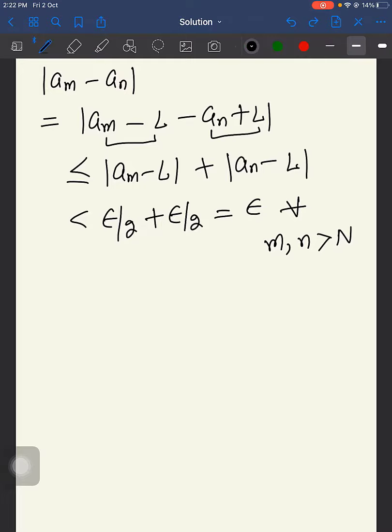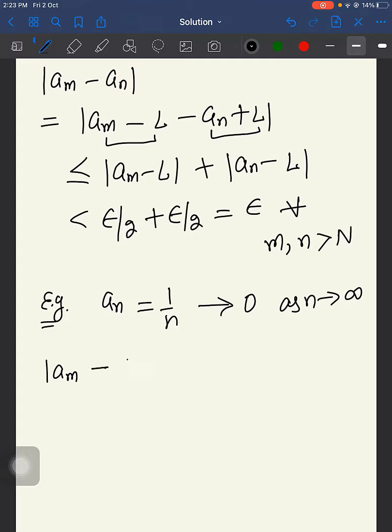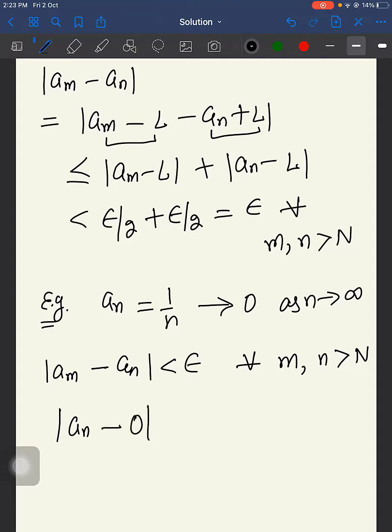Let's say you take the example An, which is 1 by n. You know that it converges to 0 as n goes to infinity. Now can we do this thing for this? That means the difference of Am and An can be made less than epsilon for all m and n greater than N. Can we do this? Yes. Since An is converging to 0, the difference of An and 0 can be made as small as we want. So this can also be made less than epsilon by 2 for all m and n greater than N.